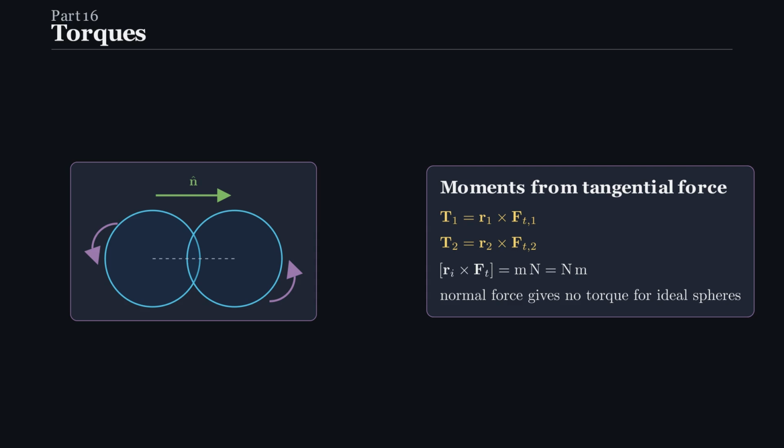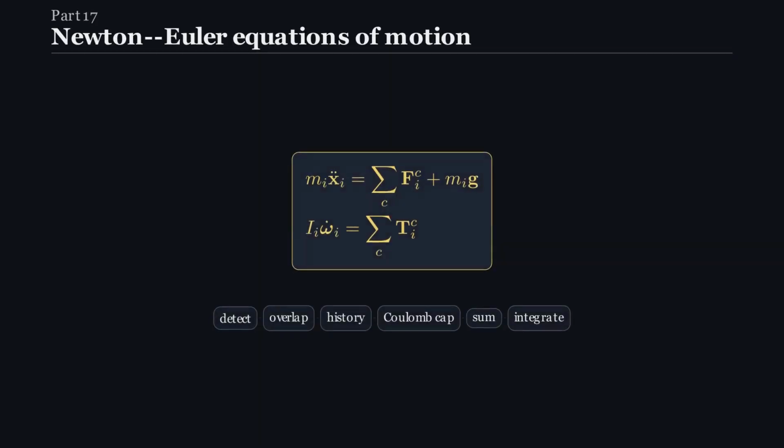That moment changes the particle spin through the angular equation of motion. After the contact forces and torques are known, particle translation and rotation follow Newton-Euler dynamics. The translational acceleration comes from the total force, and the angular acceleration comes from the total torque. DEM then advances the particles and repeats the contact loop.